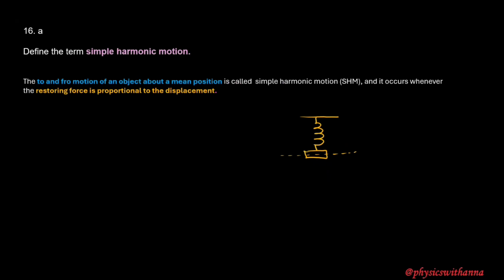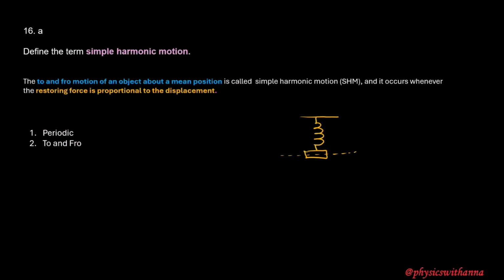So for a motion to be simple harmonic, you require three components. First, it must be periodic. That means it must repeat itself in regular intervals of time. Then it must be a to and fro motion. It must oscillate about a mean position.